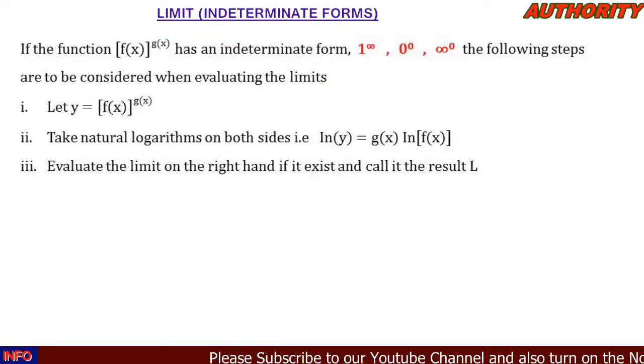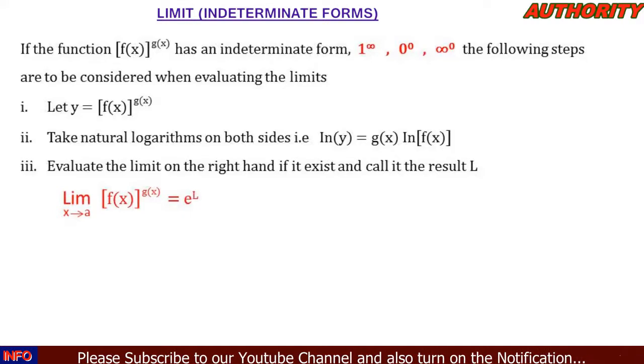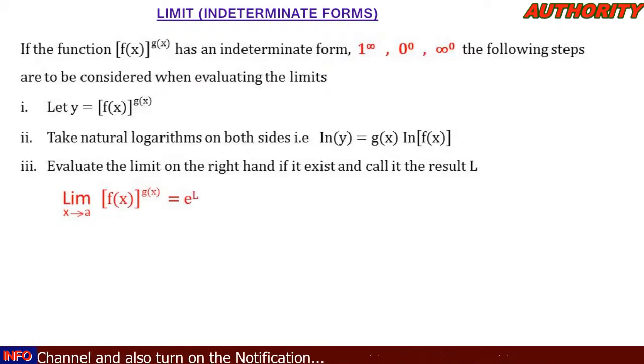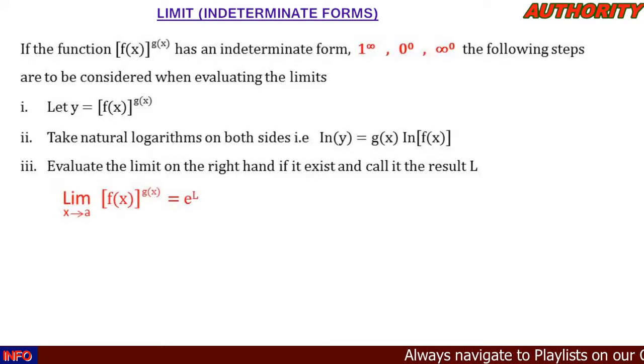And then you discover that we took the natural logarithm. So here we are going to remove the natural logarithm for us to have our main function. How can we remove the natural logarithm? We are going to take the antilog. So that means we have lim as x approaches a of f of x raised to power g of x equal to exponential L. You get it, right? Now let's go.